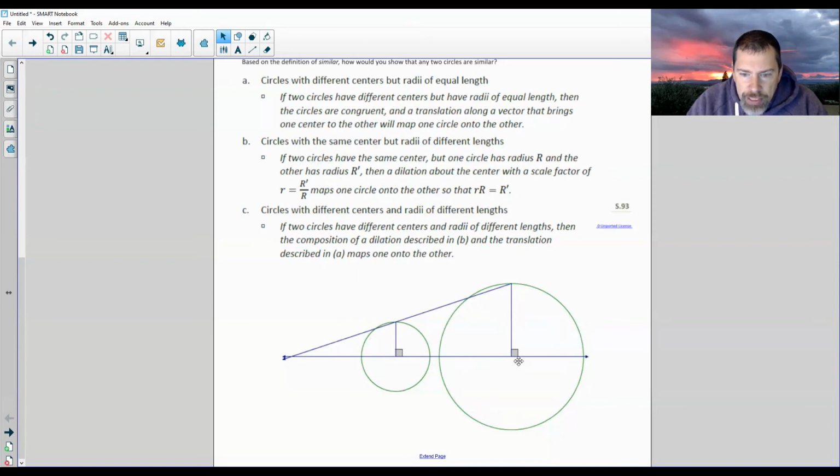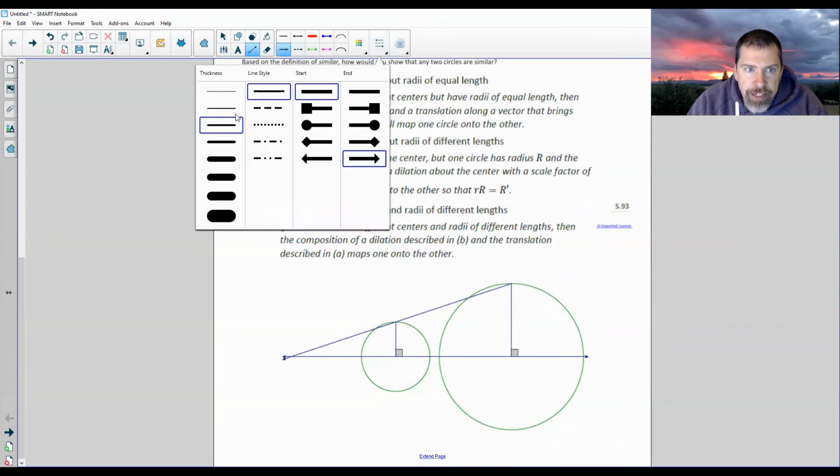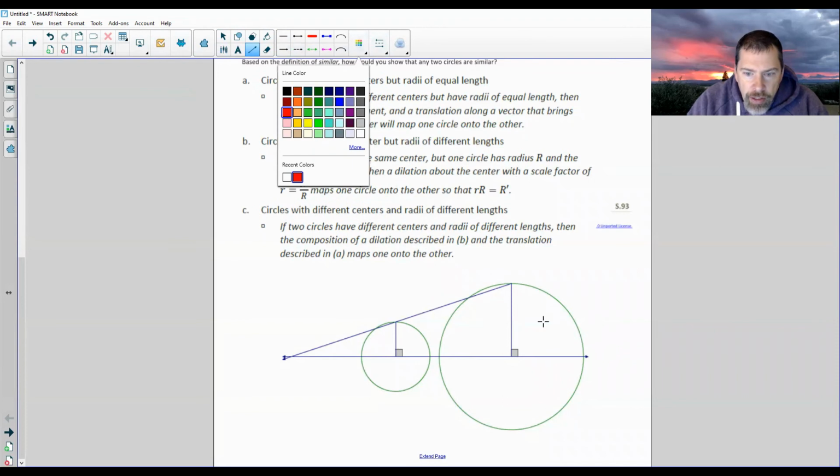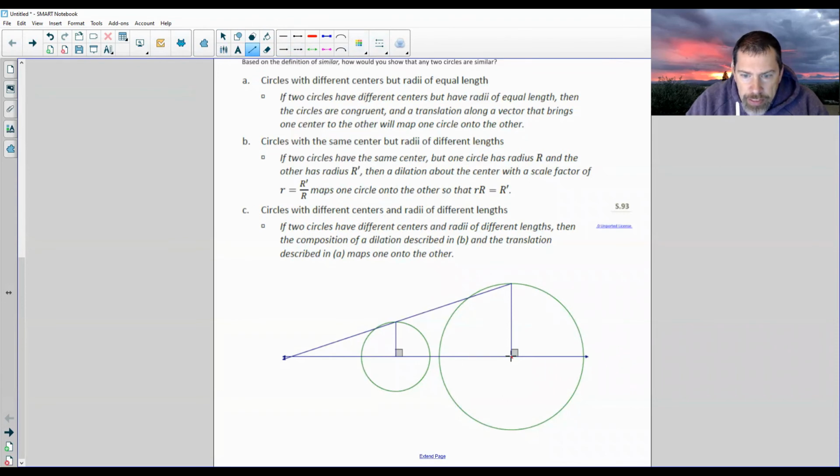So what they're saying is if we took a vector and translated the big circle to the little one, moving this big circle on top of this one, and then dilated it by r prime over r, then it would shrink this circle down to the same size as this circle, and the centers would be the same. Okay, so that's what they're saying here.